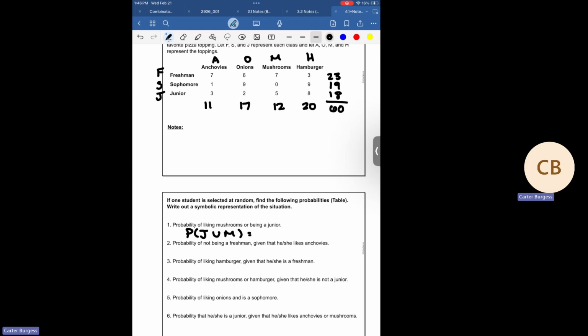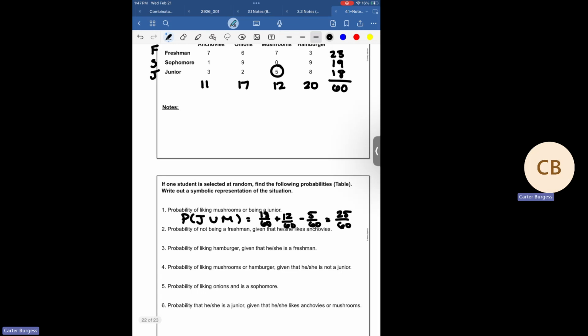So what's the probability of being a junior? That's 18 out of 60. What is the probability of liking mushrooms? 12 out of 60. And then how many people did we just accidentally count twice? 5 out of that 60. So we have to subtract away an instance of 5 out of 60 to get that there are 25 of the 60 people who fit at least one of these conditions. Okay.